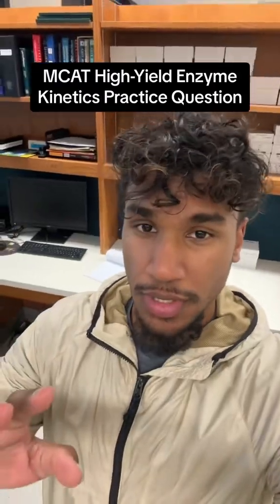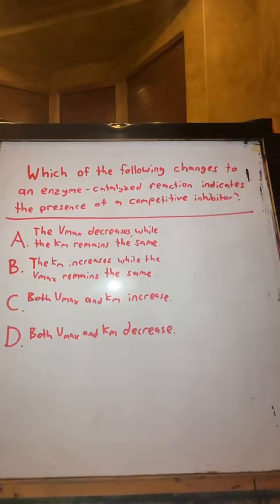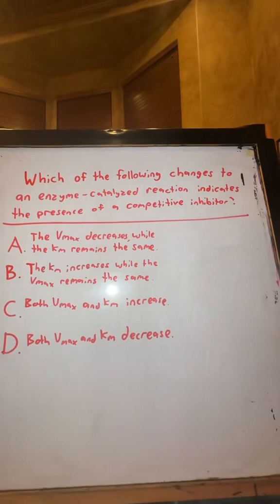Stop what you're doing and answer this high-yield MCAT question. Which of the following changes to an enzyme catalyzed reaction indicates the presence of a competitive inhibitor? So let's define some terms here.